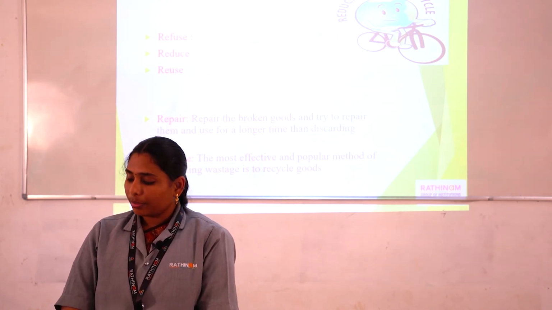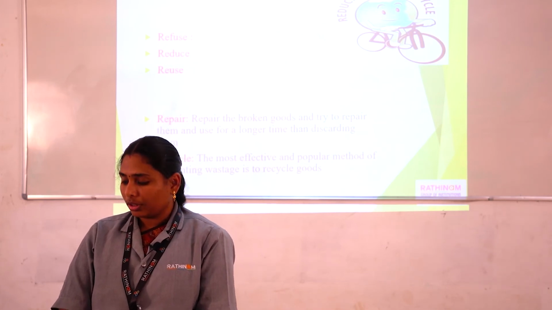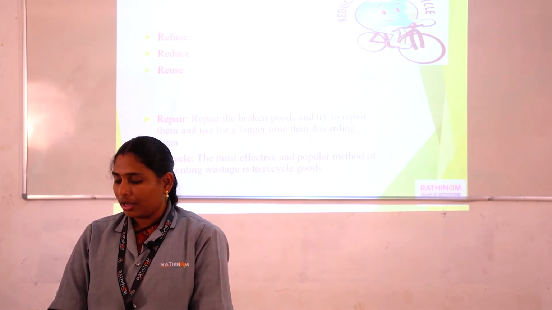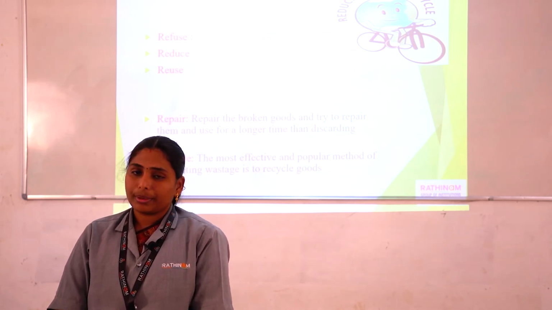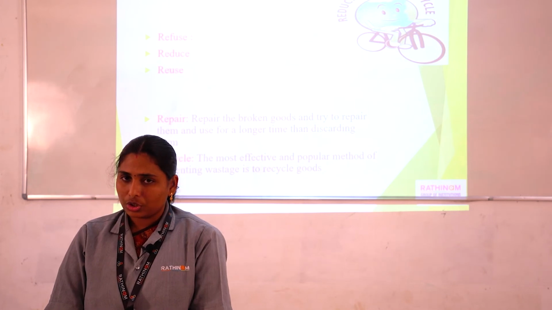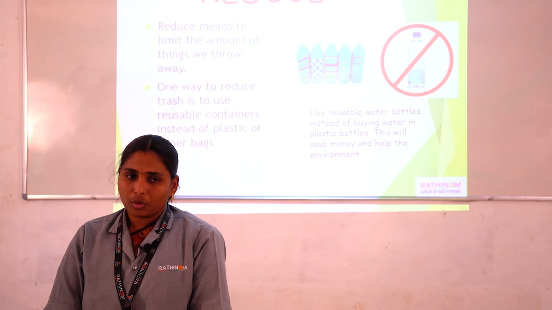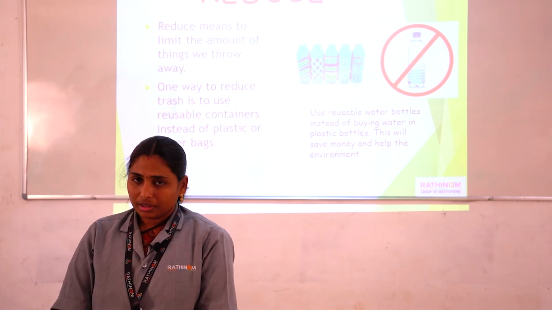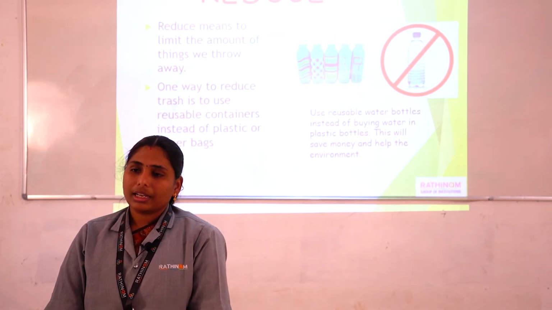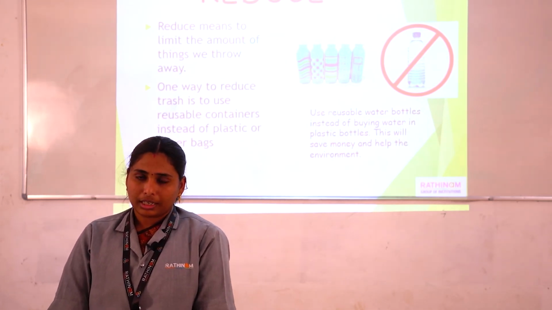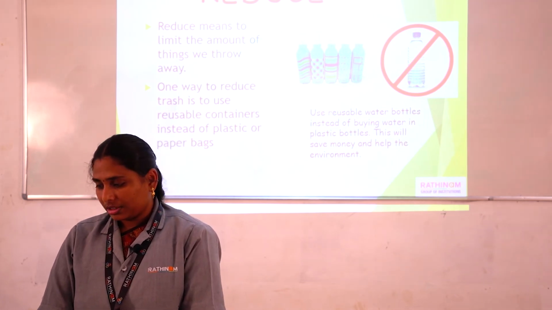While going with repair, take the broken goods and try to repair them and use them for longer rather than discarding them. Recycling is an effective and popular method for preventing wastage by turning it into recycled goods. Reduce means to limit the amount of things we throw away. For example, reusable water bottles can be used rather than plastic bottles.